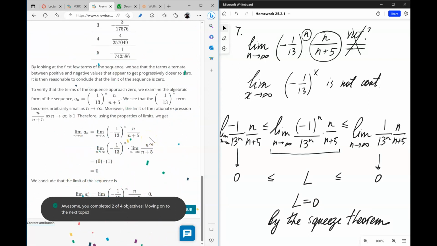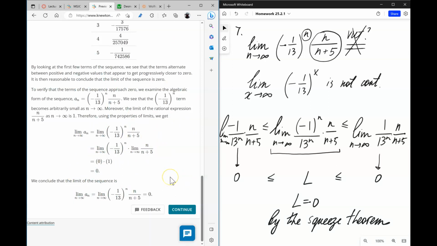However, there are other arguments that can be made, such as this one. This is where the squeeze theorem goes in, right? So why is this limit equal to 0? By the squeeze theorem. They're not showing all the steps here, but we made a good argument. All right, moving on.